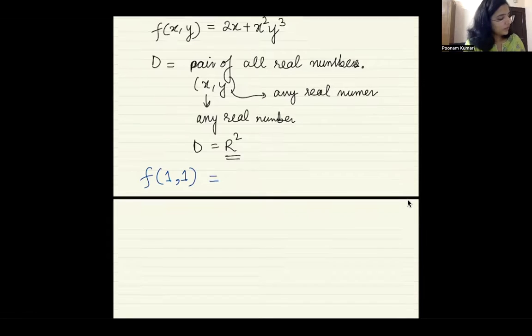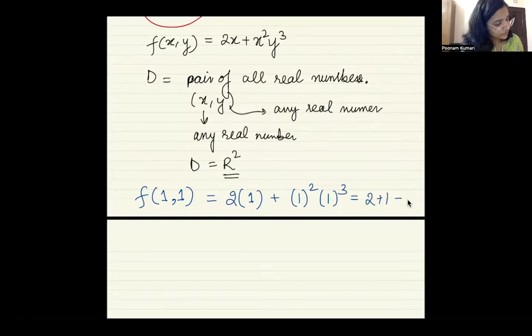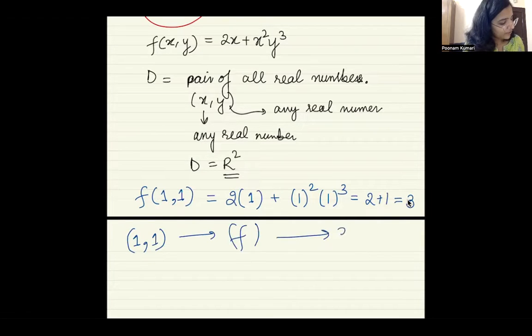All right. So what will be f(1,1)? I will put these values in the function and see what this value is. So I will write 2 times x, my x is 1, plus 1 squared, and then 1 cube. So what is my value? 2 plus 1, so 3. So if you put (1,1) in this function, you got a value of 3, right? So this is how we define functions of two variables.